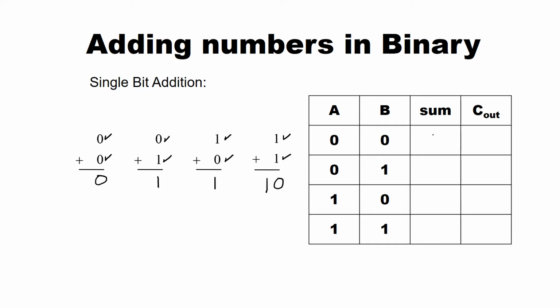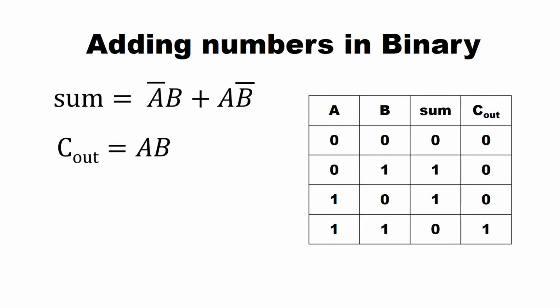So if I fill in the truth table, 0 plus 0 is 0, 0 plus 1 is 1, 1 plus 0 is 1. Here's my 1 plus 1 is 0, carry out a 1. So this C out is my carry out column, right? And if I add 0 plus 0, 0 plus 1, there's no carry out in any of these cases, except the very last case, I get a carry out.